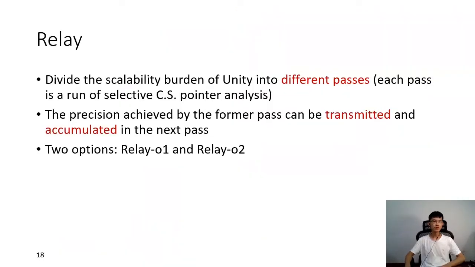The idea of Relay is to divide the scalability burden of Unity into different passes. Here, each pass is a round of selective CS pointer analysis. In Relay, the precision achieved by the former pass can be transmitted and accumulated in the next pass through a technique we propose, called precision filtering. Now I will introduce the 2 options of Relay, O1 and O2.